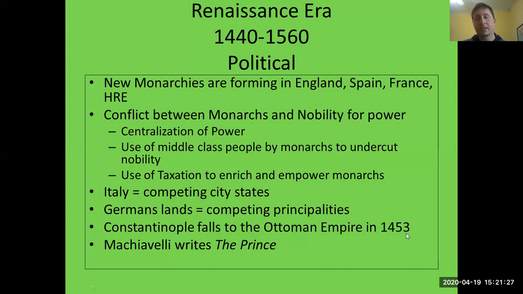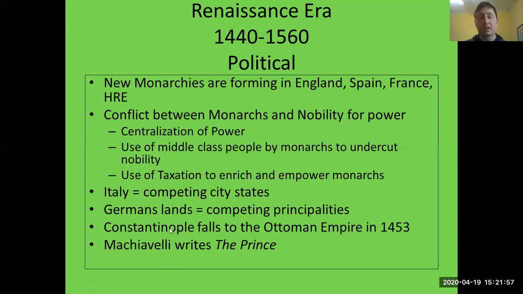Big event, 1453. This is when the Ottoman Empire falls, or sorry, it takes over Constantinople. The Ottoman Empire doesn't fall. The Ottoman Empire takes over Constantinople and renames it Istanbul. This is a huge blow to the West. The Turks had been rising. This is really the point where the Turks get on the map of some of these major monarchs, especially the Holy Roman Emperor.